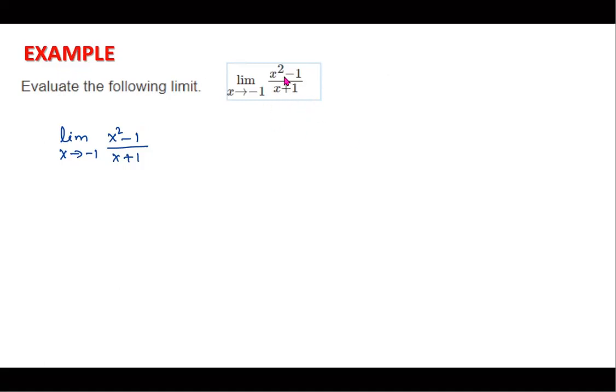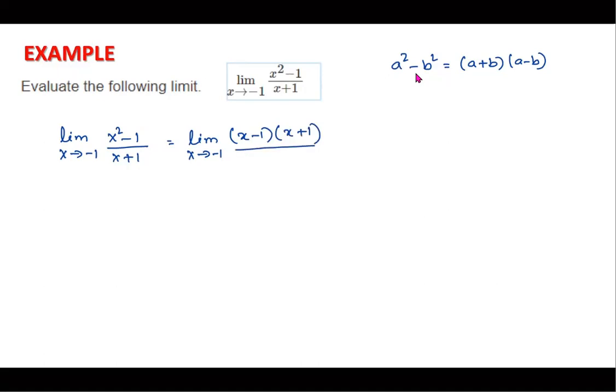But if you look at the numerator, we have x squared minus 1, which is just like a squared minus b squared, a difference of two squares, because 1 is the same as 1 squared. And if you remember from pre-calculus, we can factor these to (a plus b) times (a minus b). So we can rewrite this as the limit as x approaches -1 of (x minus 1) times (x plus 1), and in the denominator, you have x plus 1.